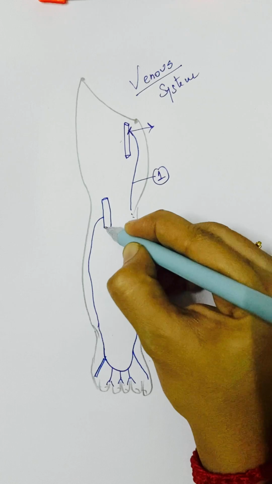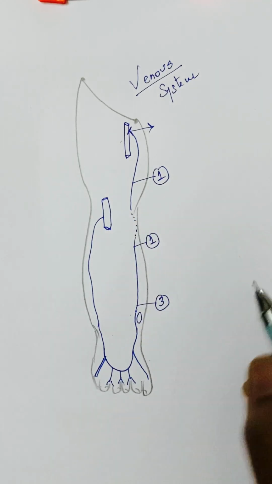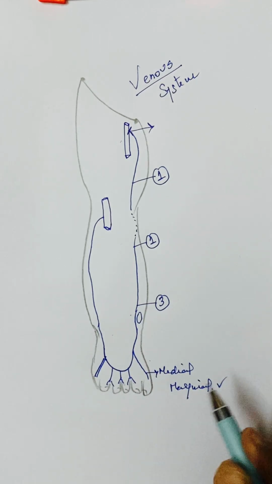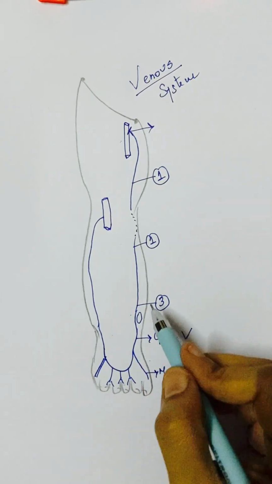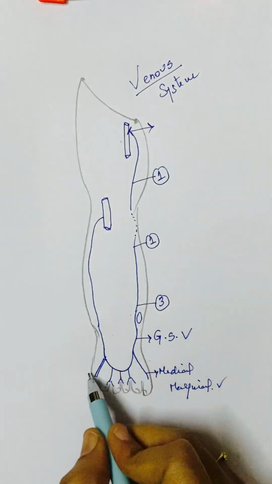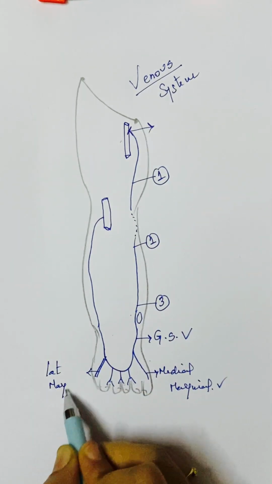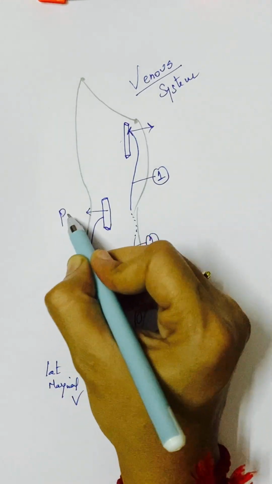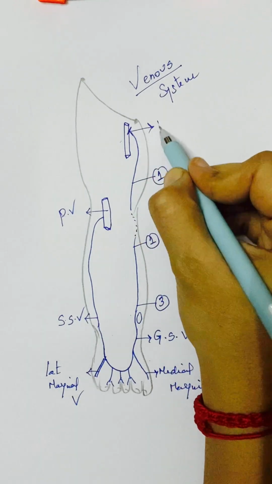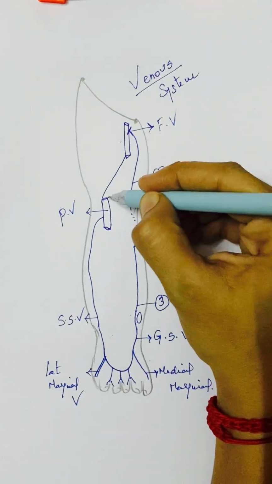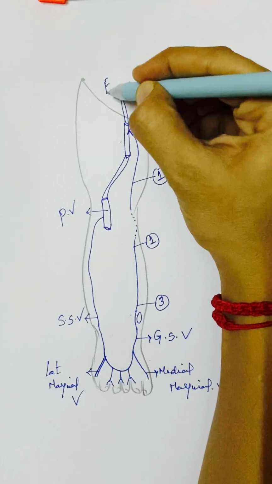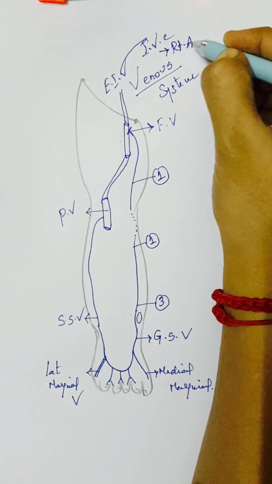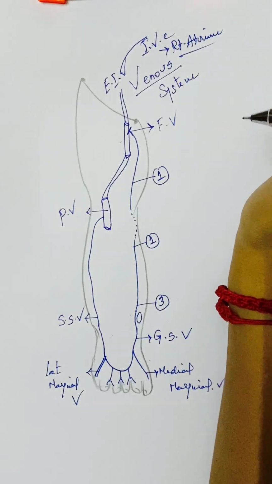Laterally, we have short saphenous vein. This drains into the popliteal vein. So what is formation of great saphenous vein? Medial marginal vein joins with medial end of dorsal venous arch to form great saphenous vein. Short saphenous vein: lateral marginal vein joins with lateral end of dorsal venous arch to form short saphenous vein, which drains into popliteal vein. Great saphenous drains into femoral vein, and this popliteal drains into femoral vein. Femoral drains into external iliac vein, which drains into inferior vena cava, which drains into right atrium of the heart.